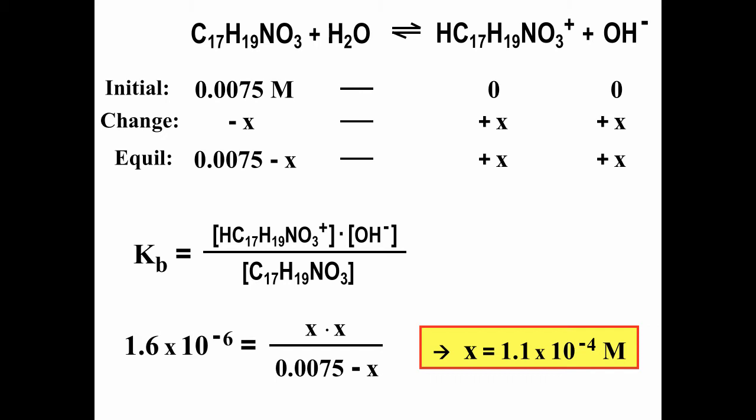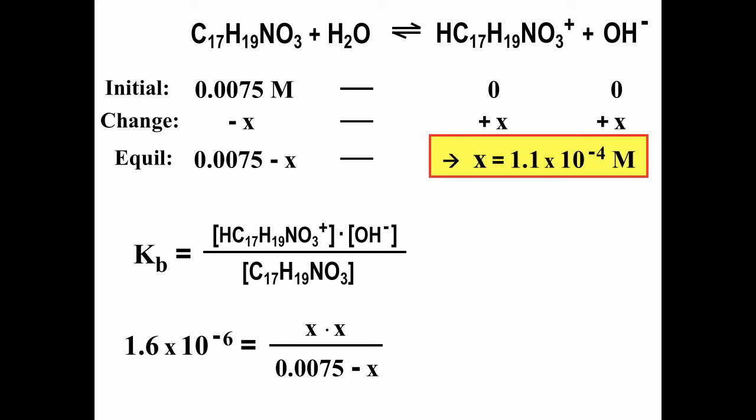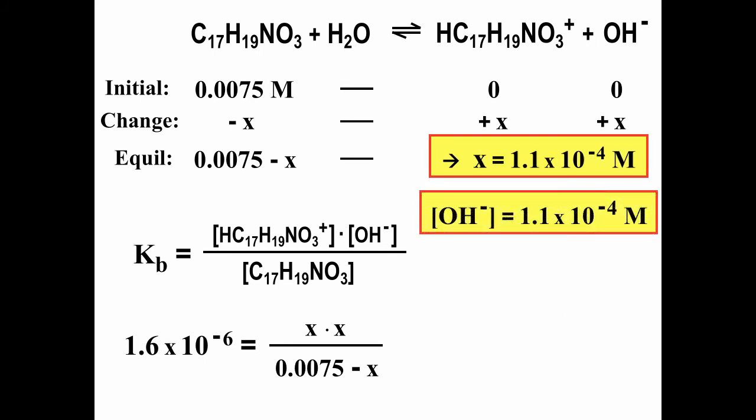But as with the previous problem, we're interested in finding the pH of the solution. To find the pH of the solution, we note that what we solve for, x, is actually the concentration of OH minus. And now, if we know that the concentration of OH minus is 1.1 times 10 to the minus 4th, there's a couple different ways you can then find pH.